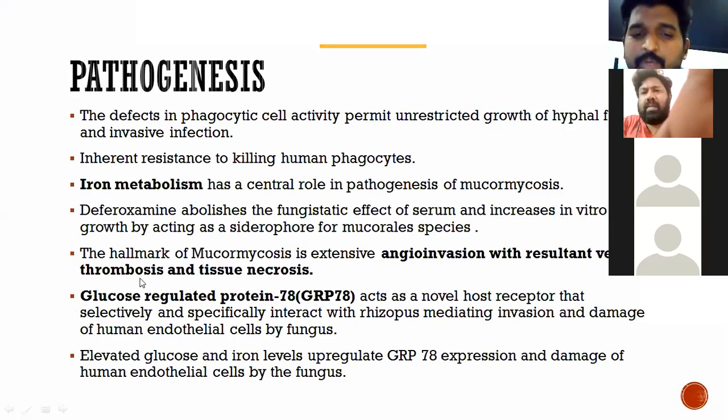The hallmark of mucormycosis is extensive angioinvasion with resultant vascular thrombosis and tissue necrosis, which is the hallmark. Elevated glucose and iron levels upregulate the GRP78 expression, and this leads to damage of human endothelial cells by the fungus. So these two are important. When you have a high iron level and an elevated glucose level, this will upregulate GRP78. This will lead to the damage of the endothelial cells, particularly vascular endothelial cells.